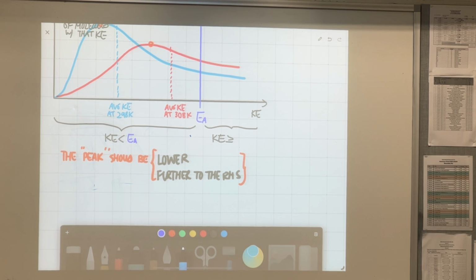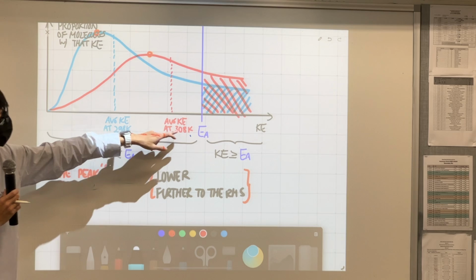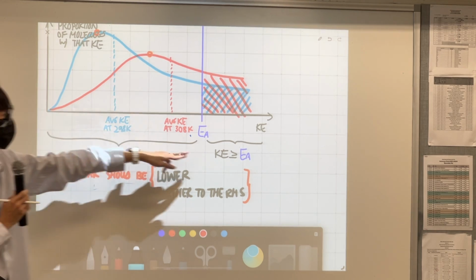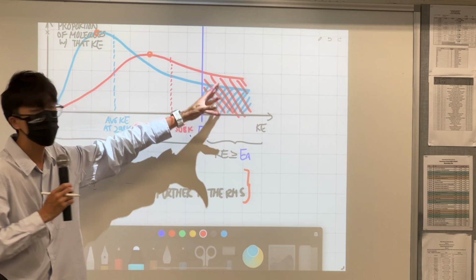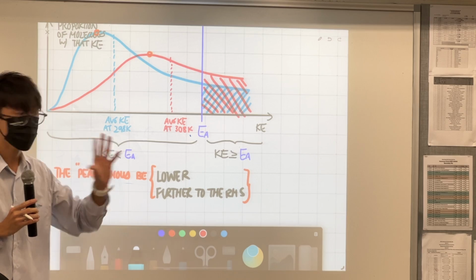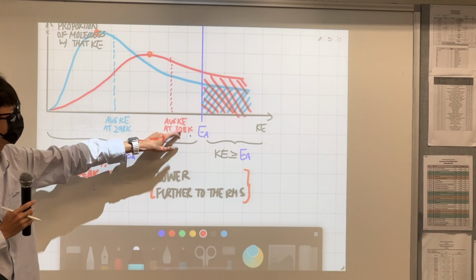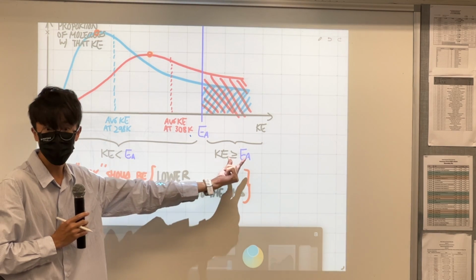Can you compare the area now? Compare the area under the curve for the blue curve, and compare this to that of the red curve. Which one has a larger area? The red area or the blue area? The red one. And because the area corresponds to the number of molecules, what this graph is showing is that at 308 Kelvin, the number of molecules that have KE greater than or equal to EA is larger than that at 298. Do you get the graphical meaning? Having a larger red area means there are more molecules at 308 Kelvin than at 298 Kelvin that can meet this requirement.